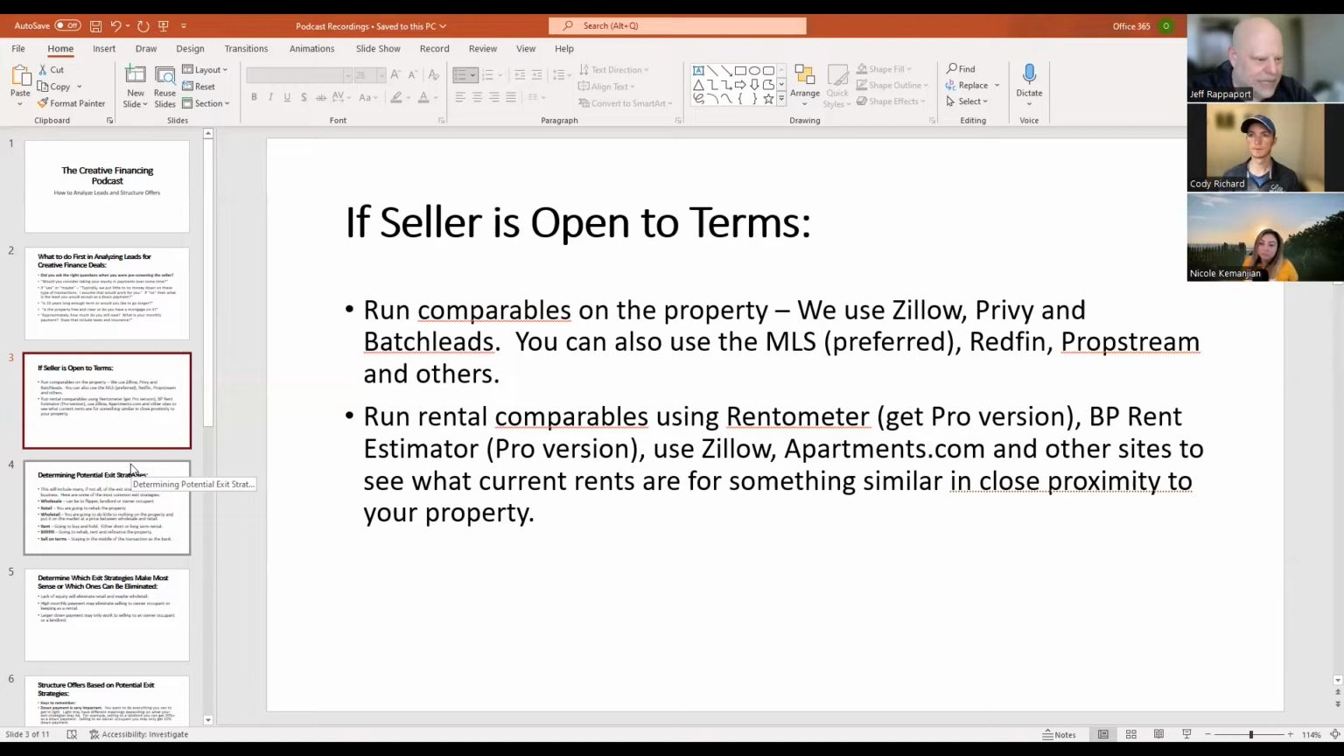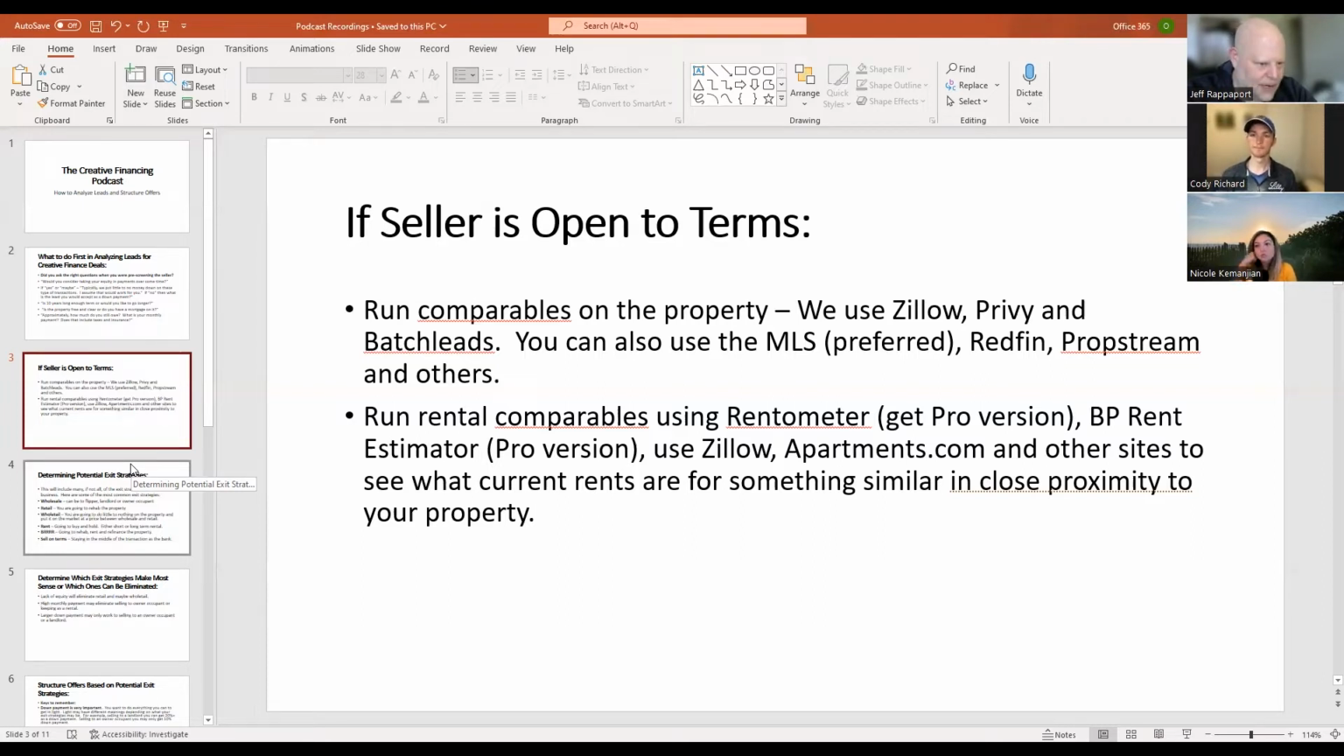It may or may not affect what my offers are going to be, but it kind of gives me some direction. And we use Rentometer, we use BiggerPockets Rent Estimator. Both of those are much better to use with a paid membership.